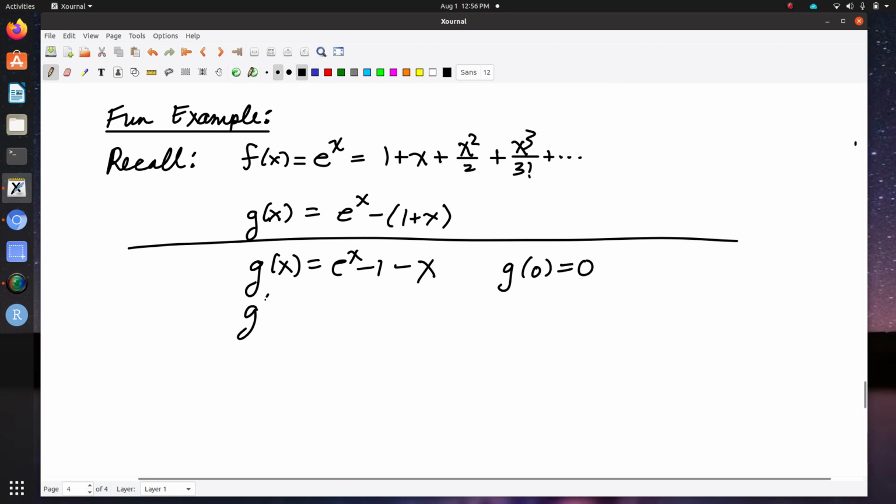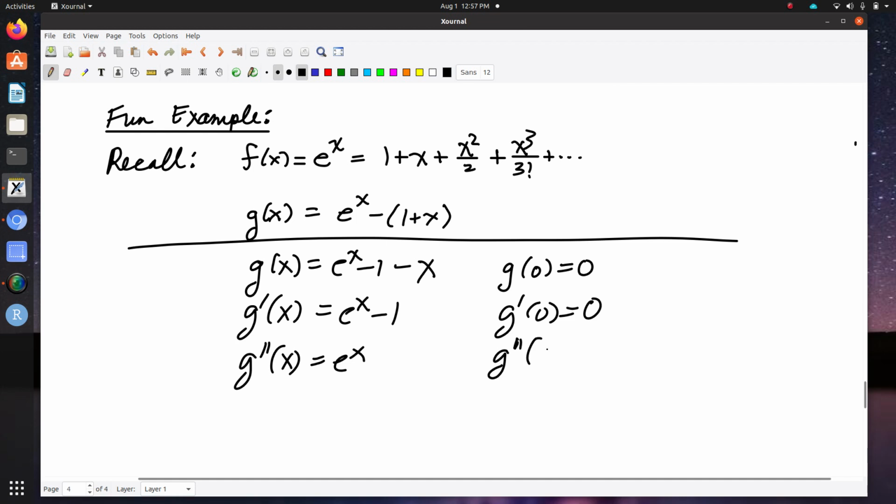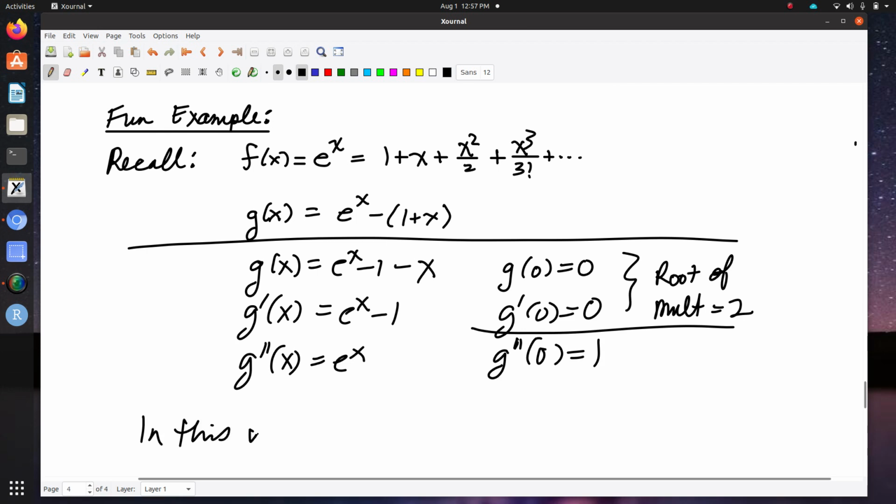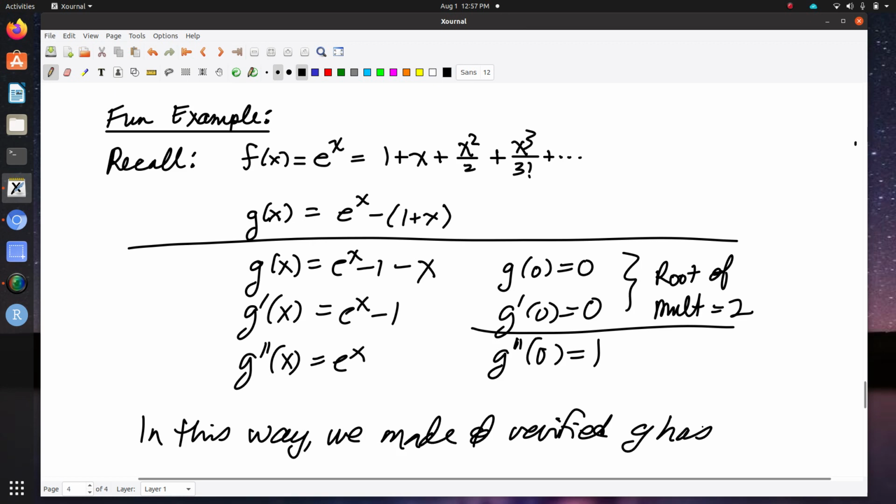Let's see, g prime is going to be e to the x minus 1, and g double prime of x is e to the x. Let's just do this. g of 0 equals 0, and this is going to be multiplicity 2, but we're just going to keep going until we get a 1. So we have a root here of multiplicity 2 because we got 2 levels of zeros. So we have constructed and verified that g has a root of multiplicity 2 at 0.